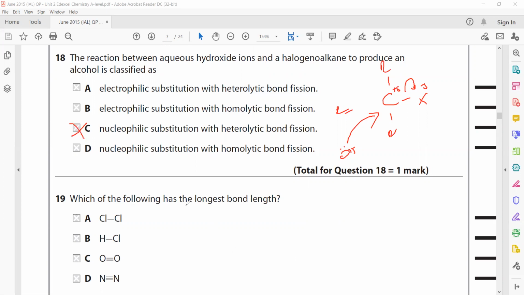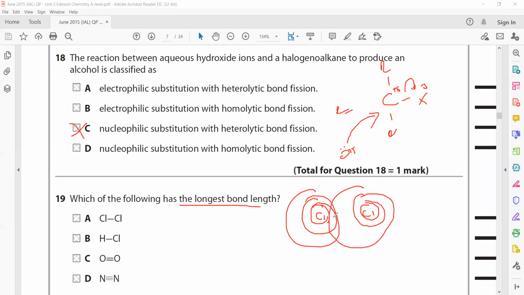Which of the following has the longest bond length? The longest bond length you can work out by the number of shells available to form a bond. Chlorine has first shell 2 electrons, second shell 8, third shell 7. Another chlorine has first shell 2, second shell 8, and third shell 7. So they have 3 shells. When H and Cl are there, this will have 3 shells but hydrogen has only 1. Oxygen has only 2 shells and nitrogen also 2 shells.